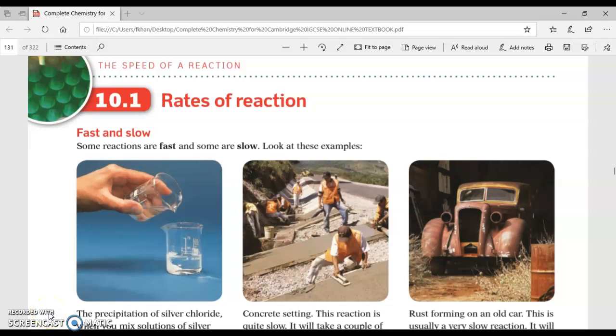Hi, chemists, and welcome to week 9's work. This week, we'll be looking at rate of reaction.